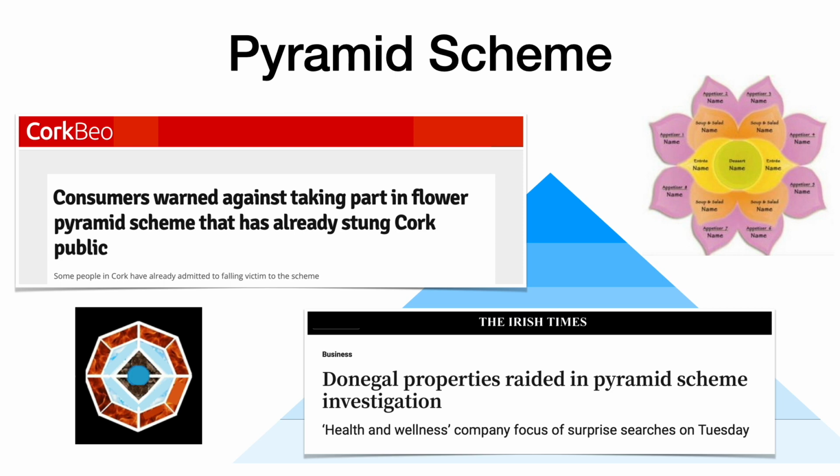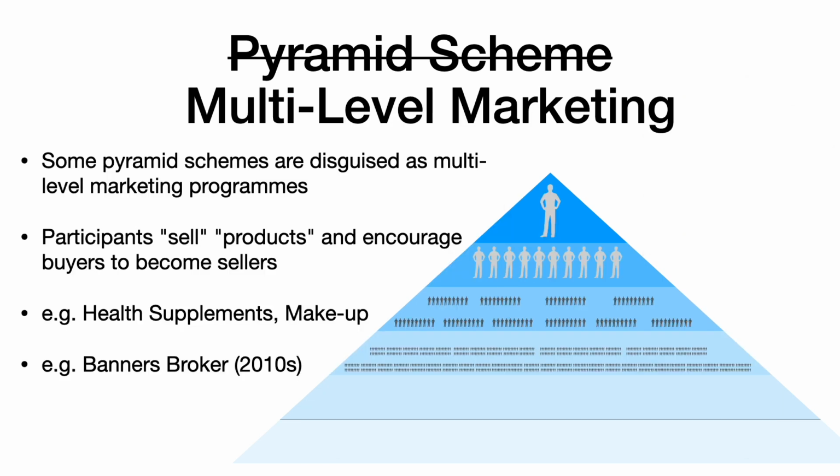Pyramid schemes are also illegal in many jurisdictions. It's a criminal offence to be involved in a pyramid scheme in Ireland. And one of the ways that people get around the criminal prohibition on being involved in pyramid schemes is to get involved in multi-level marketing. So some pyramid schemes are disguised as multi-level marketing programs.